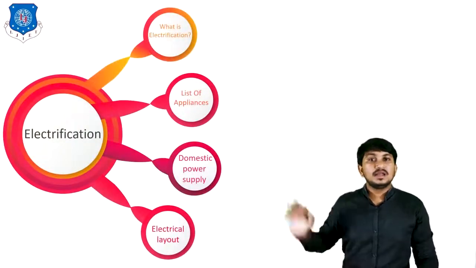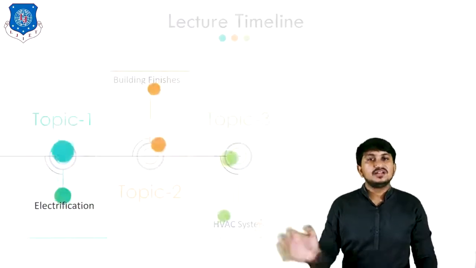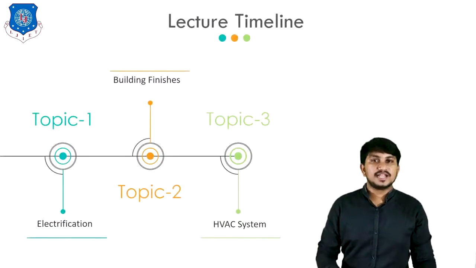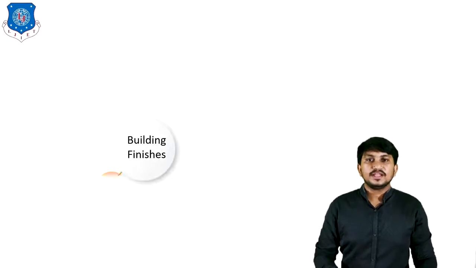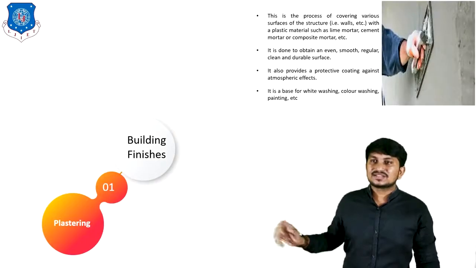That's all about electrification. Now let's discuss the second topic in today's lecture, which is building finishes. In building finishes, first is plastering.